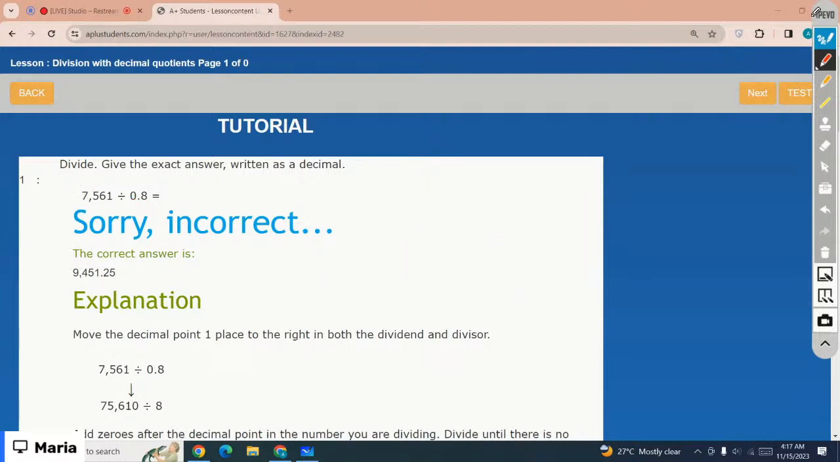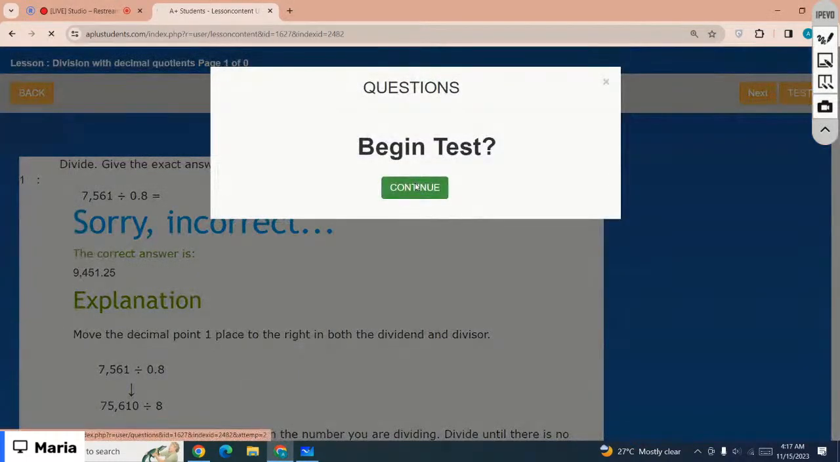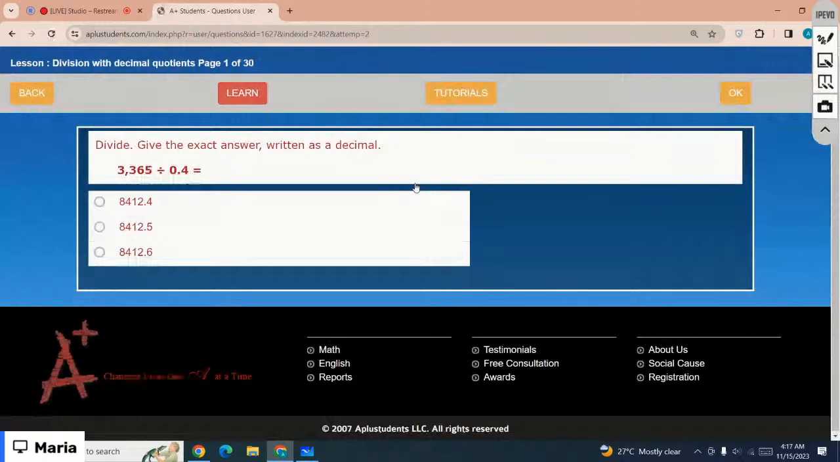So what you have to do if you have a divisor with a decimal point: just count the decimal places right after the decimal, right? And move both the divisor and dividend that many places to the right, right?